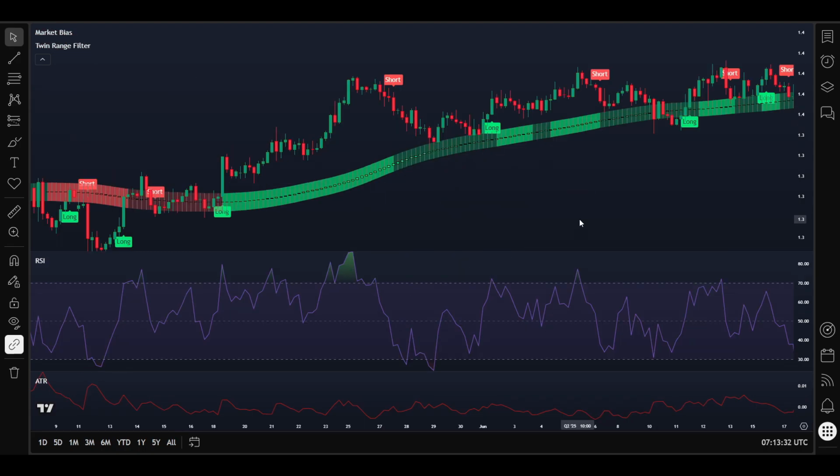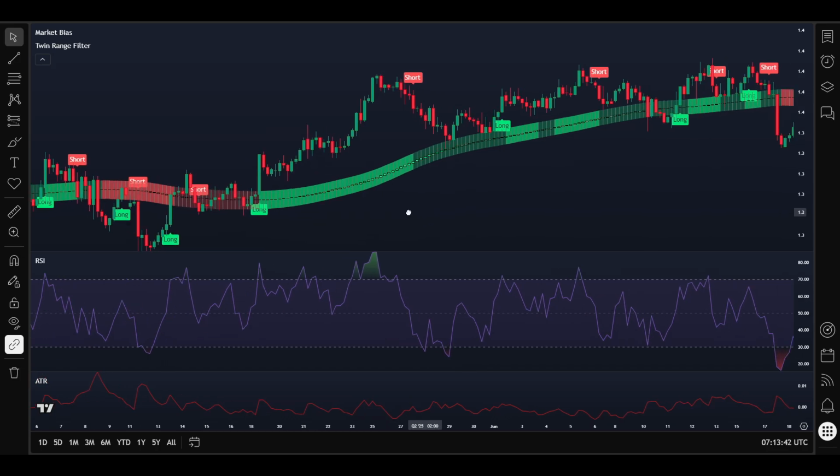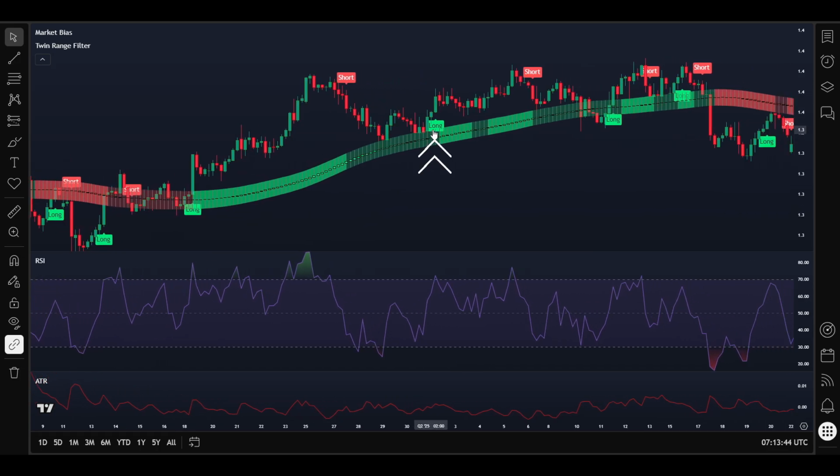Final recap. Framework. Market bias defines trend and the pullback window. RSI confirms overbought/oversold inside that window. Twin range filter prints the entry only if it fires during the pullback. ATR sets objective stops.